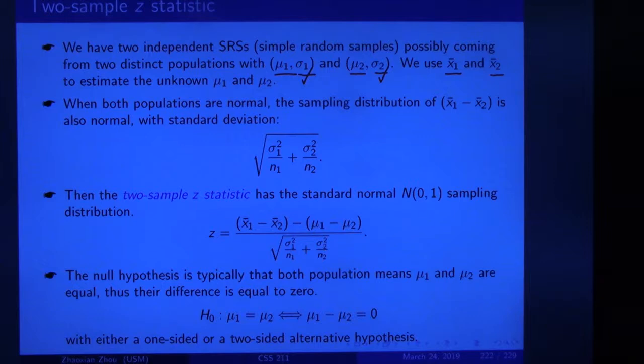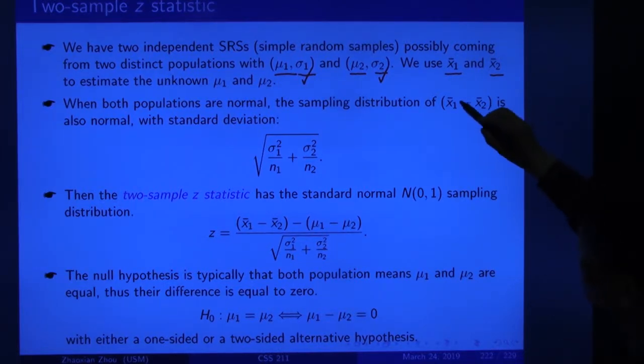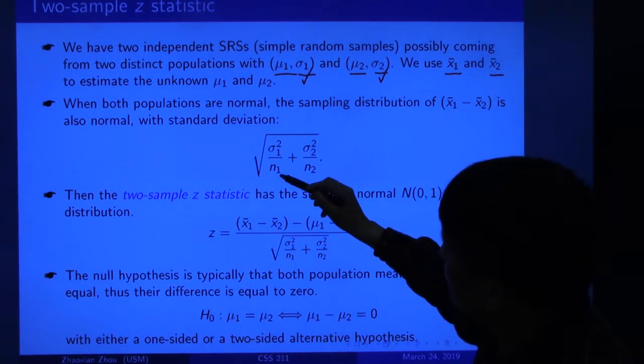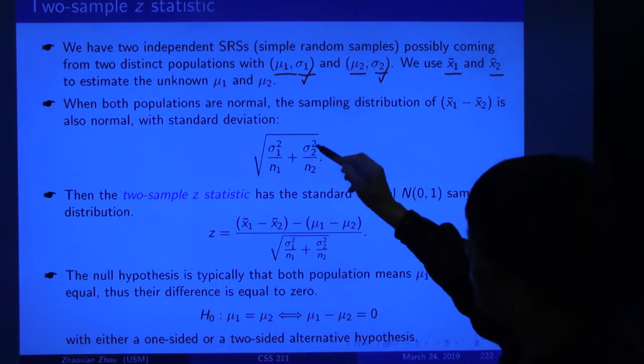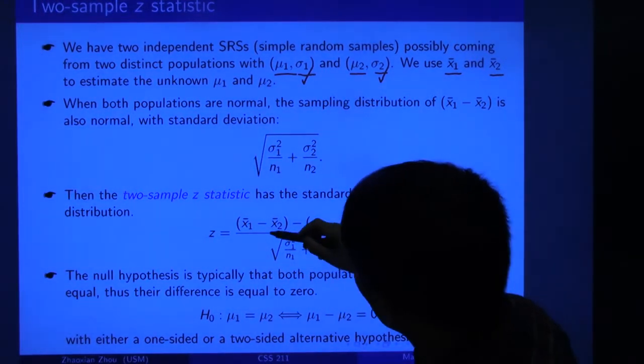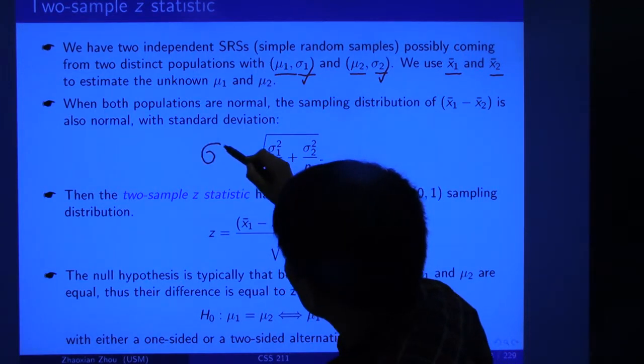If both populations are normal, then the sampling distribution of x1 bar minus x2 bar, the difference between the two sample means, is also normal. We know this from the previous chapters. And the standard deviation of the difference between these two sample means is sigma 1 squared over n1 plus sigma 2 squared over n2, then take the square root. So this is the sigma.